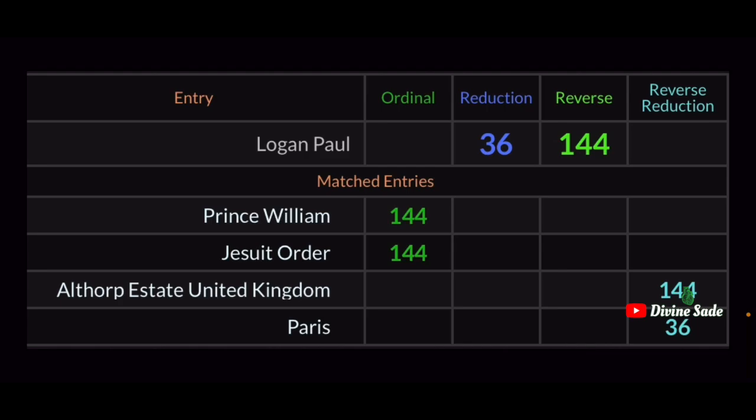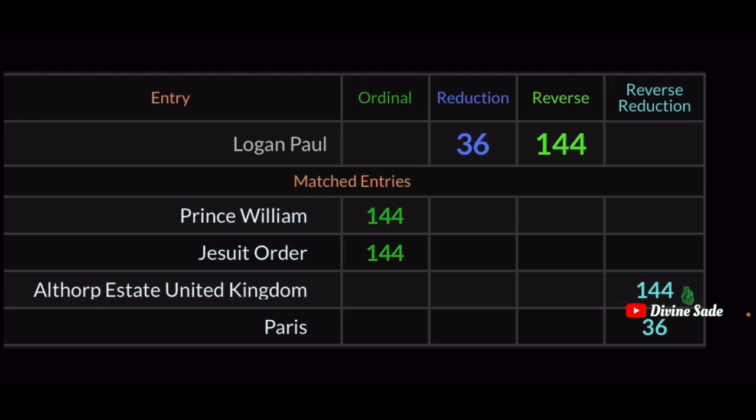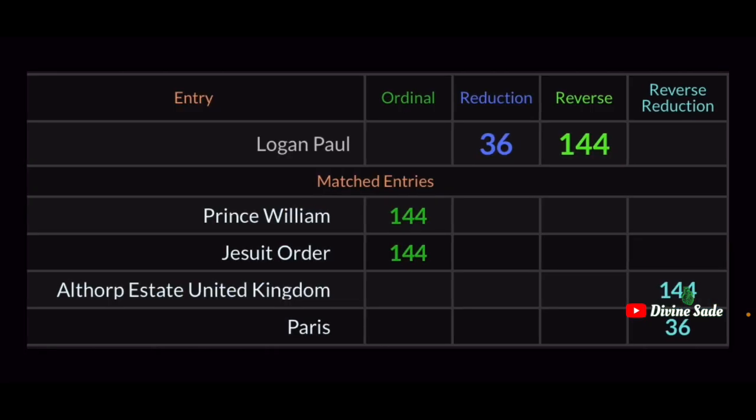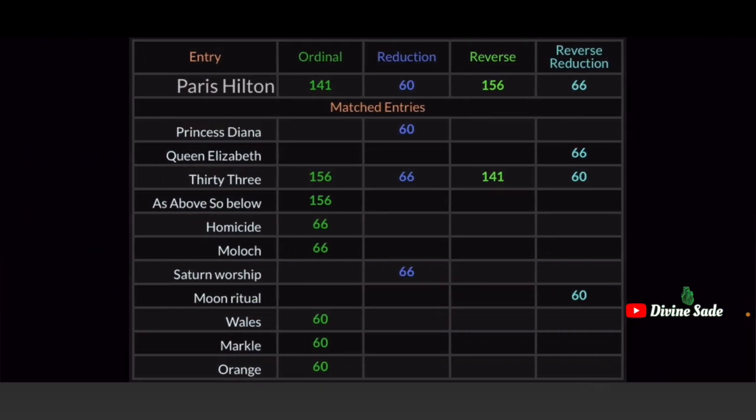Logan Paul matches to Prince William, that's Princess Diana's other son, with 144. Then he matches to Jesuit Order with 144. He matches to the place where Princess Diana was buried. What is the chances of that? What is the chances with 144 and the reverse reduction? And then he also matches to Paris with 36. Paris Hilton is his other character.